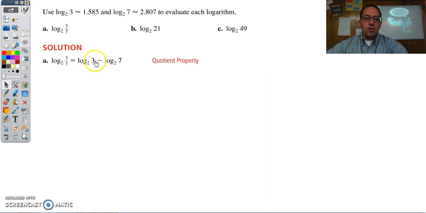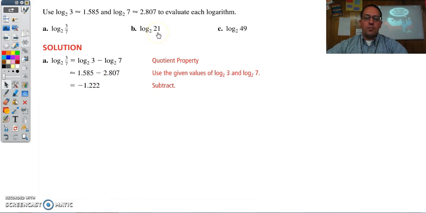Now I actually know what these equal, right? Because log base 2 of 3 is about 1.585, so I can substitute that in. Log base 2 of 7 is about 2.807, so I can substitute that in. And that's what I'm going to do. I'm just going to substitute these values in for the logarithms, and then we can just subtract them. And that gives us negative 1.222, approximately.